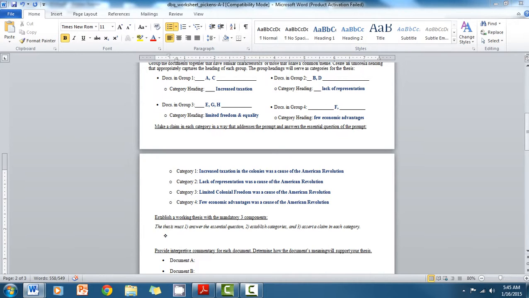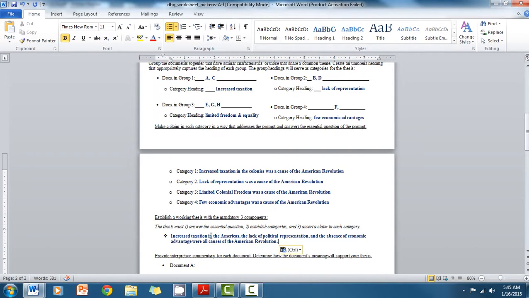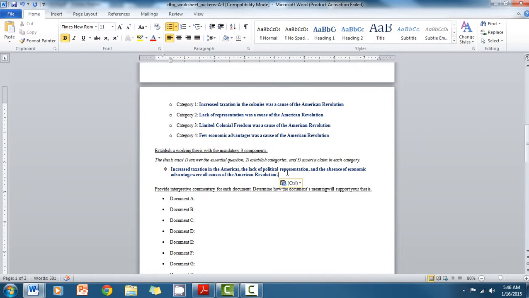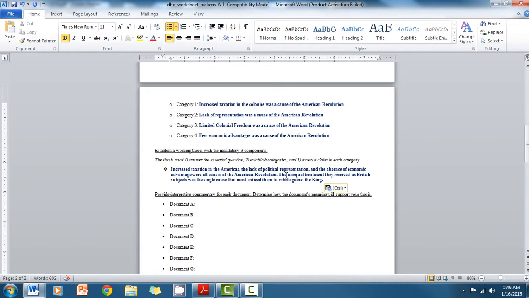And so what we've done so far with all of these various different categories: increased taxation in the Americas, the lack of political representation, and the absence of economic advantage were all causes of the American Revolution. Now, the second part of the question asks us what was the single cause that most enticed the colonists to break away? So we can't neglect or abandon that component of the prompt. We have to explicitly reference what we are affirming as the single most important cause.